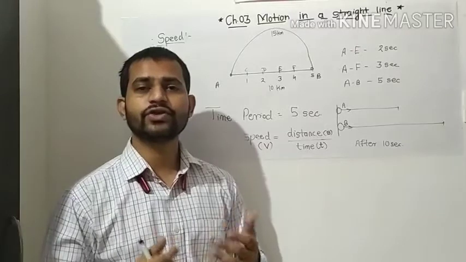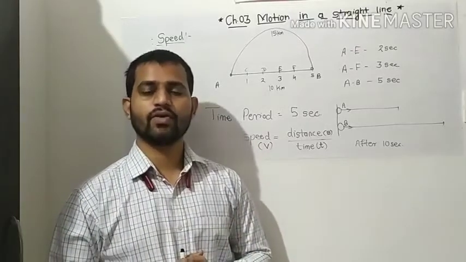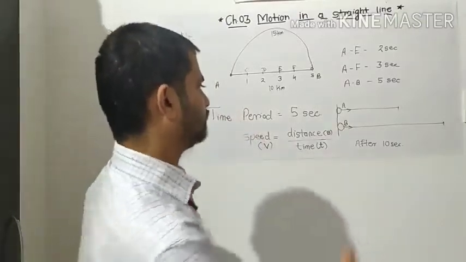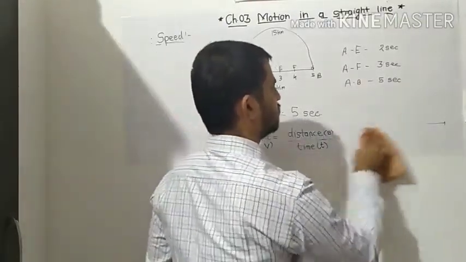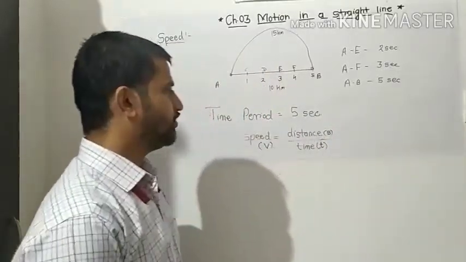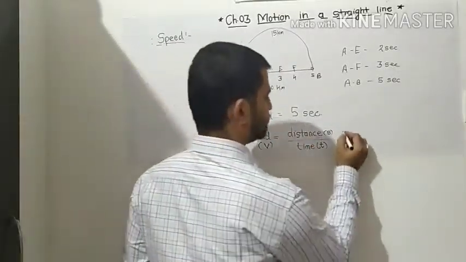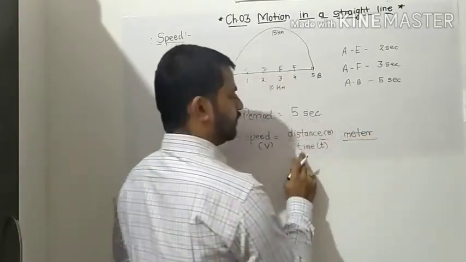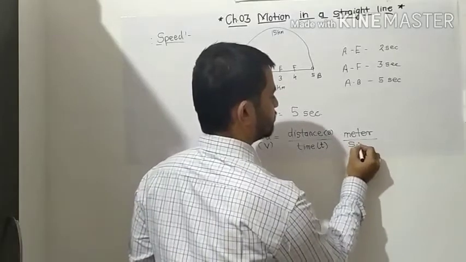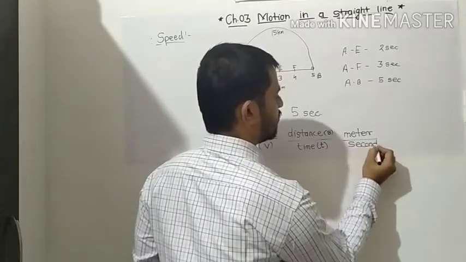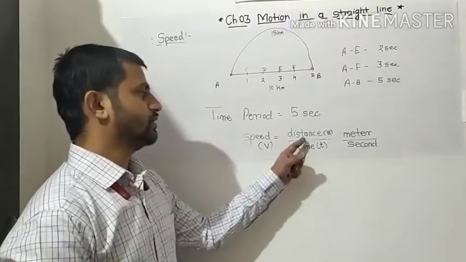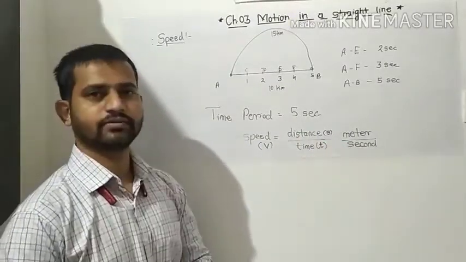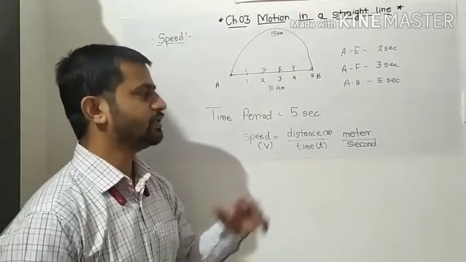Now, what is the unit of speed? From this formula we will get the unit of speed. What is the unit of distance? It is the meter, and the unit of time is the second. So the speed has the unit meter per second.